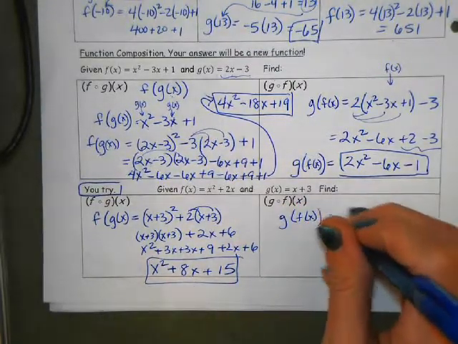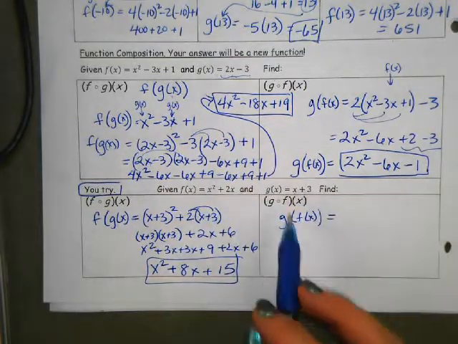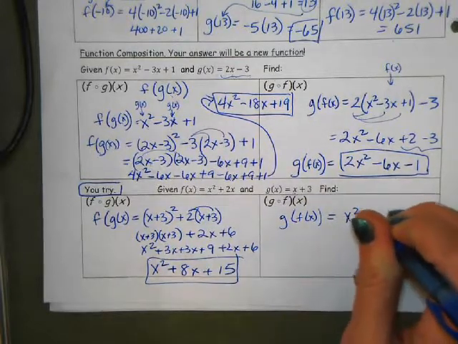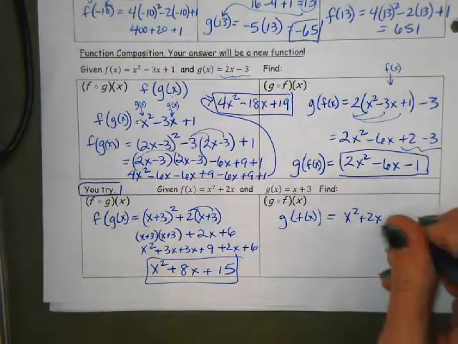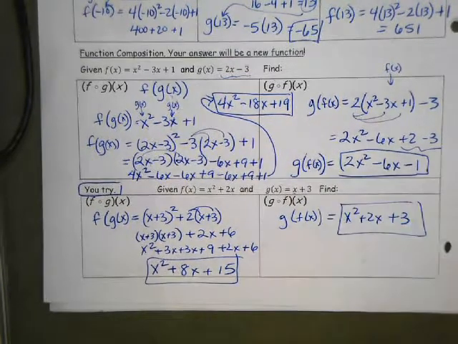That's the final answer. So this one's just going to be wherever g of x is, wherever x is I plug in that. So I got x plus 3, so where x is I'm going to do x squared plus 2x. That's my x, and then it's just plus 3. I can't combine any like terms. Done.